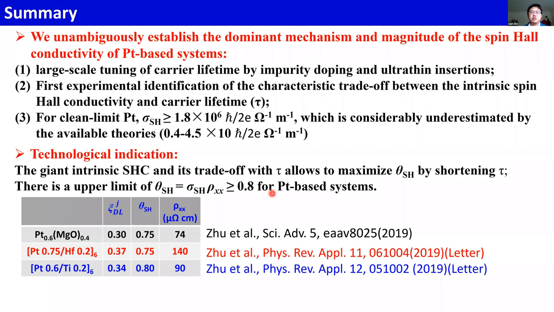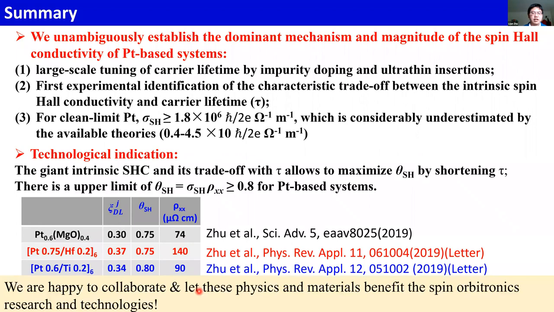And from this study, we also established three spin Hall metals: platinum gold alloy, platinum hafnium multilayers, and platinum titanium, which combine a large dampinglike torque efficiency with a relatively low resistivity. So we're happy to collaborate and let this physics and materials benefit spintronics research and technologies.